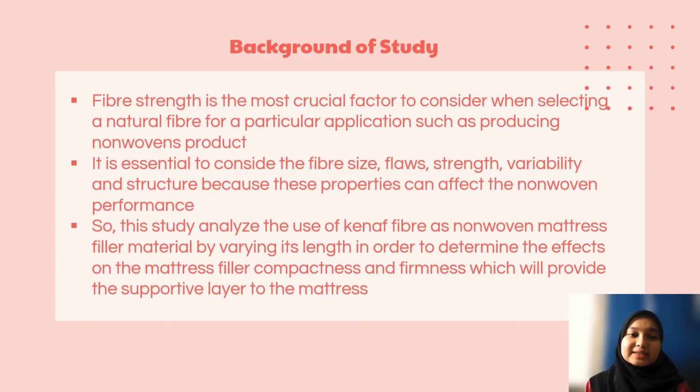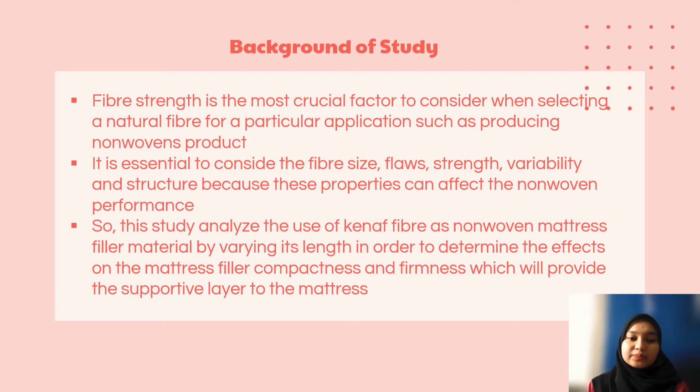When selecting a natural fiber for particular applications such as producing a nonwoven, the fiber strength is the very first thing to consider. It is essential to consider the size, flaws, strength, variability as well as structure of the fiber, because the properties can affect how effectively the performance of the nonwoven will be.